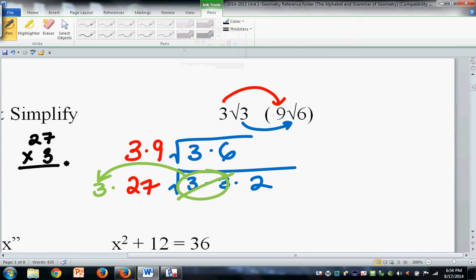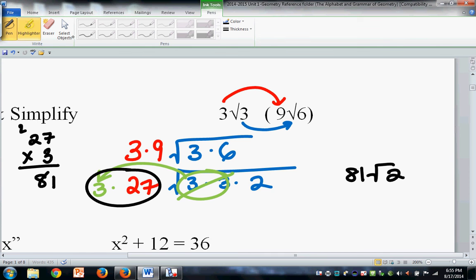Do that longhand. Try not to use a calculator if you can help it. 3 times 7 is 21. Carry the 2. 3 times 2 is 6, plus 2 more, so it's 81. So I end up with 81 square root of 2.